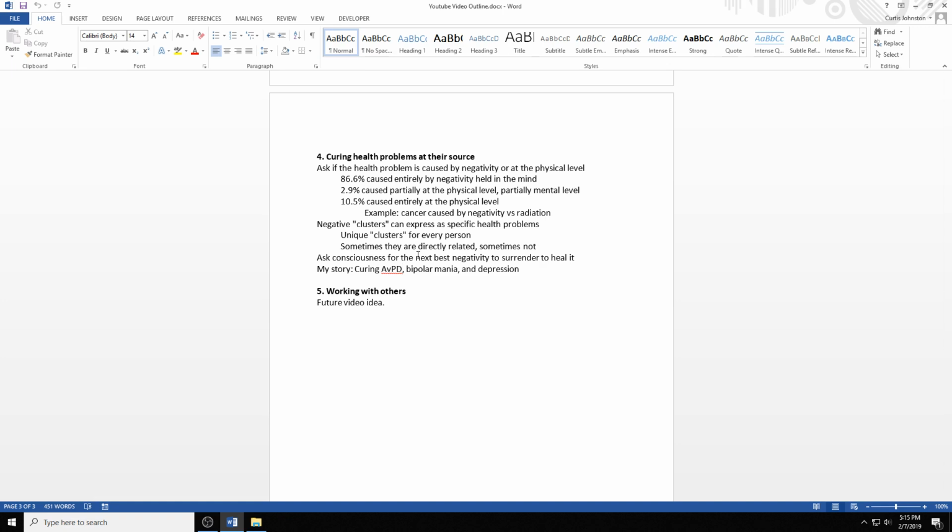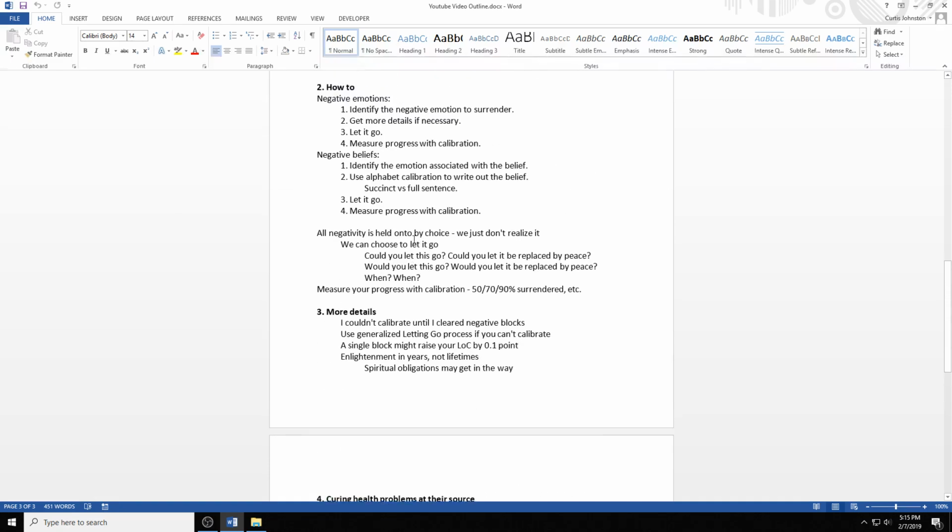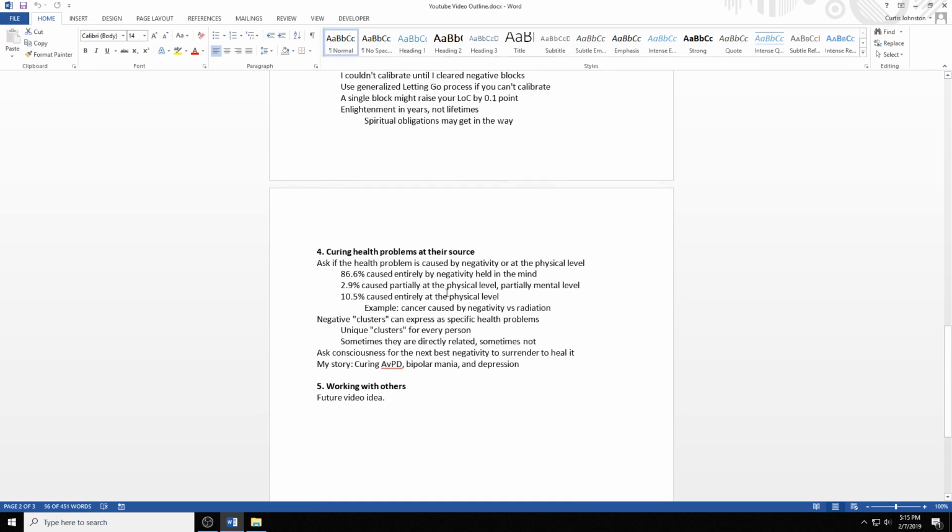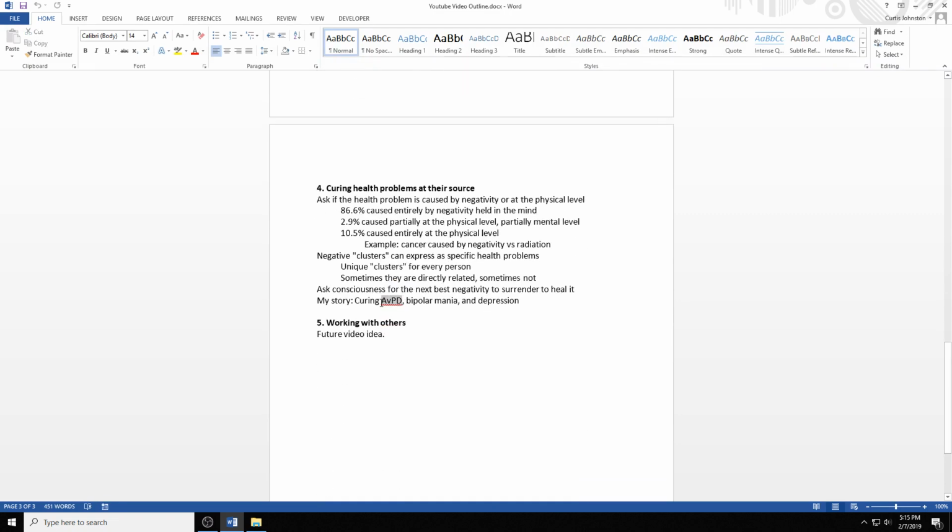And I had like one or two negativities left in my mind that were still causing it, like 1 or 2% of it was still within me. So I cleared those out, the remaining negativities, using this process. But overall, most of it was cured using the general letting go technique.